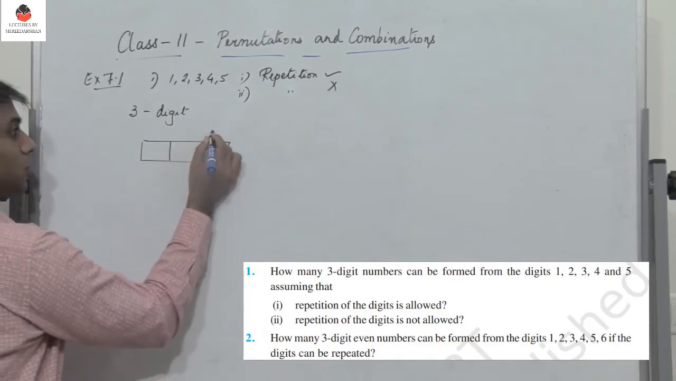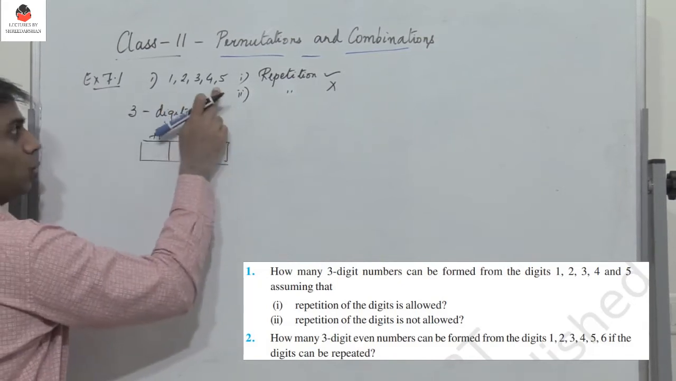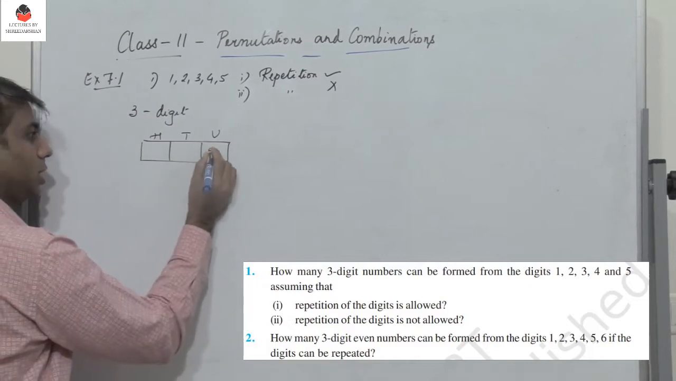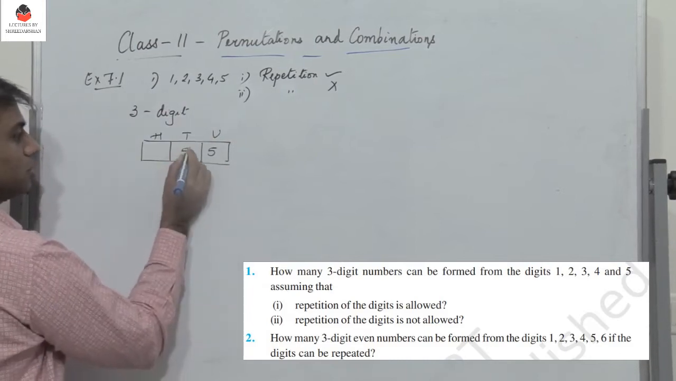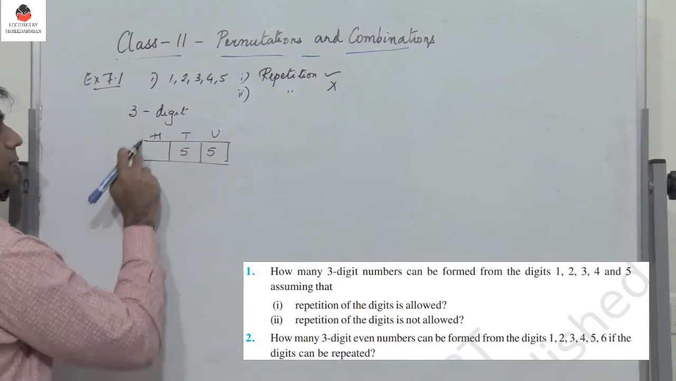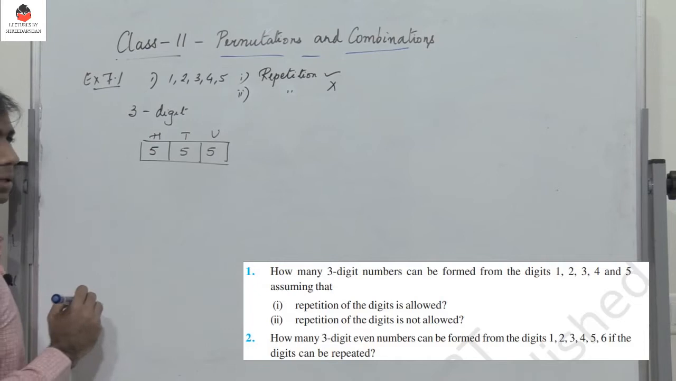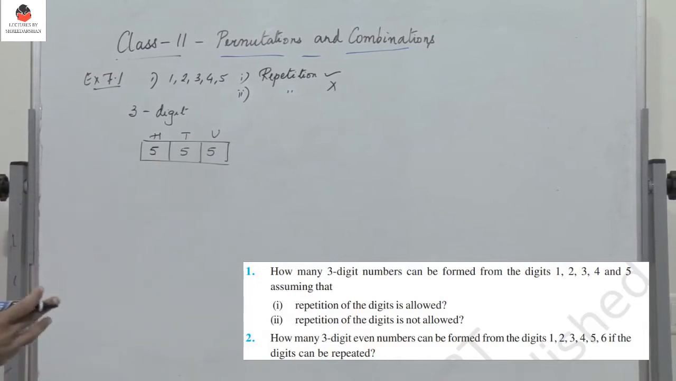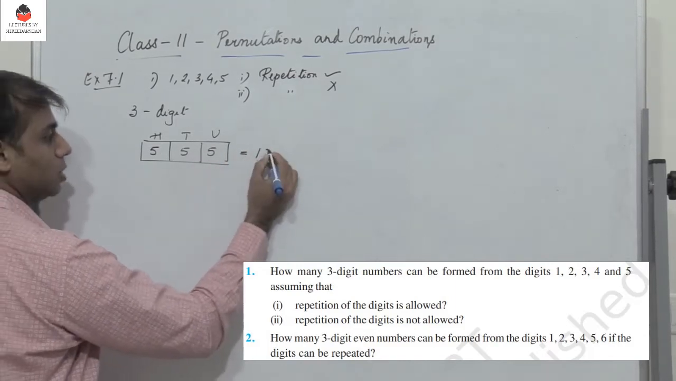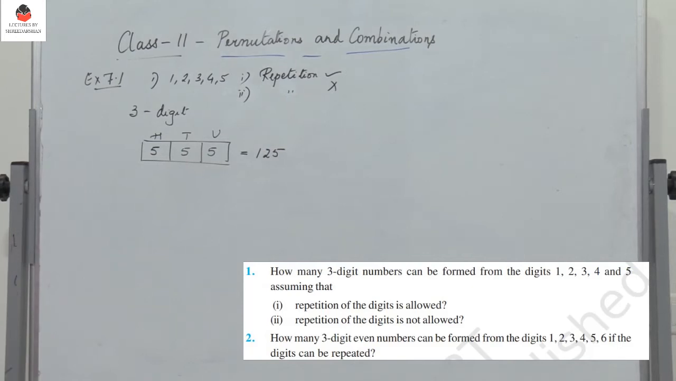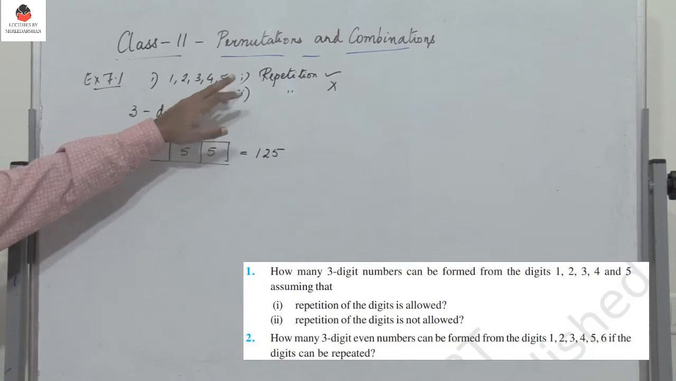That means let this be the units place, tens place and hundreds place. In the units place, I can have any one of these 5 numbers, so there are 5 possibilities. In the tens place, I can have any one of these 5 numbers, so I have 5 possibilities. And again in the hundreds place, any one of these 5 numbers, which again is 5 possibilities. So how many different 3-digit numbers can we have? It's going to be 5 into 5 into 5, which is 25 into 5, which is 125. So 125 3-digit numbers can be formed using 1, 2, 3, 4, 5 with repetition.